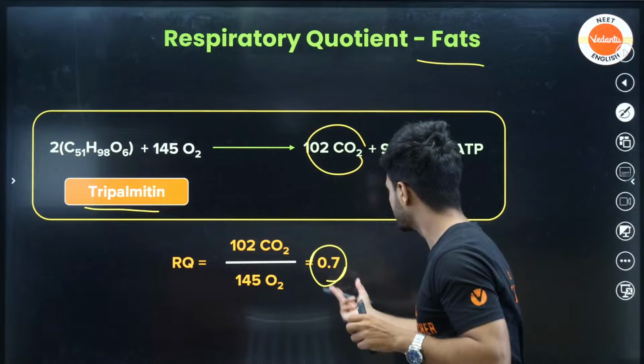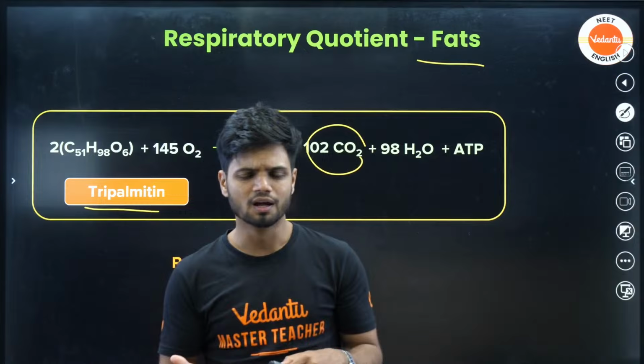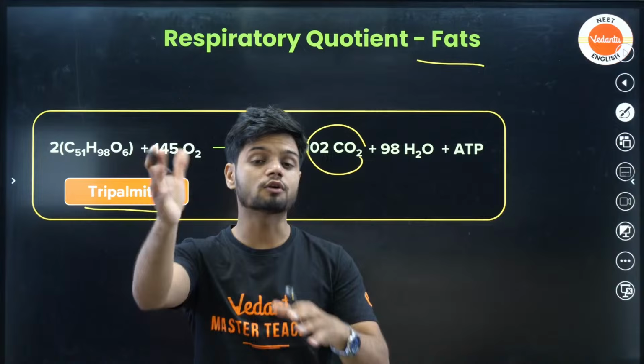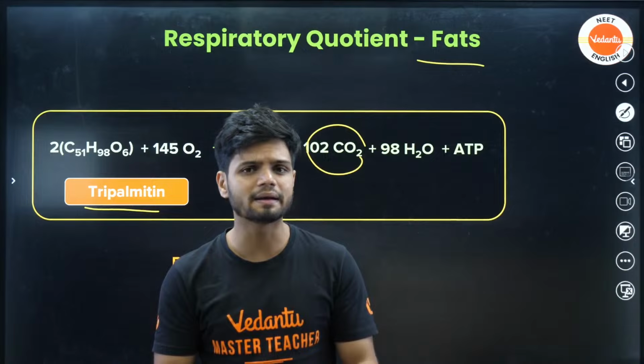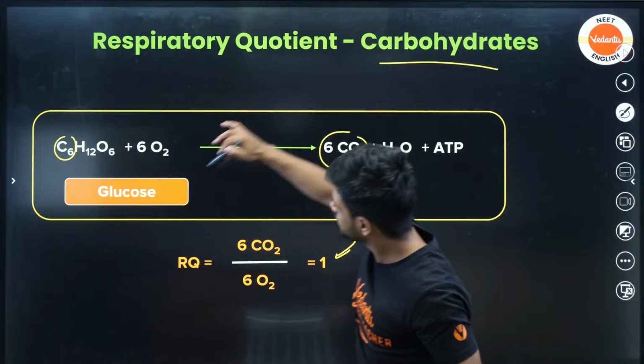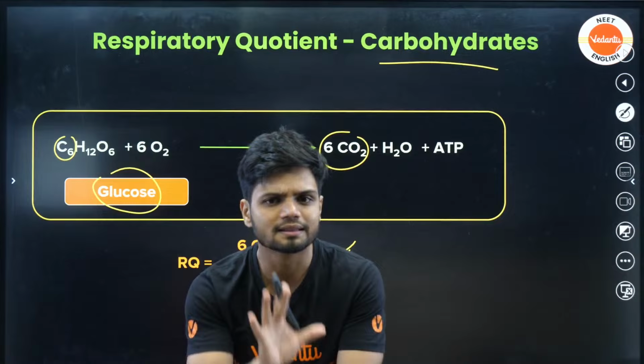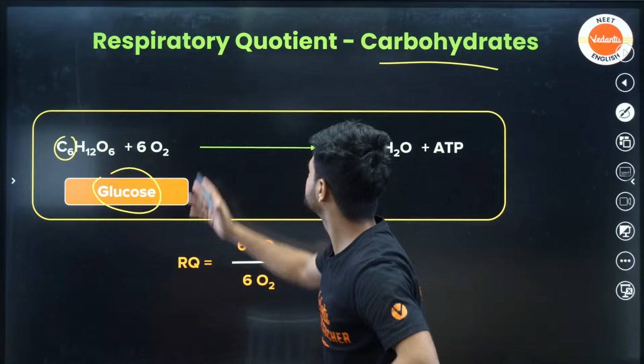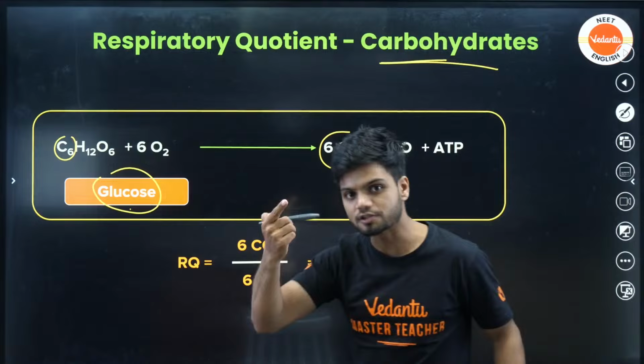Now, students, they can also ask you other fats from different chapters. For example, in biomolecules, if they become very conceptual, we have tripalmitic acid, palmitic acid and everything, that is also a fat. They can ask you a fat. Here they will not ask you glucose or carbohydrates in general; they will tell you glucose, sucrose, basically a type of carbohydrate. They will never just say carbohydrate. They will always mention the example, that is glucose.